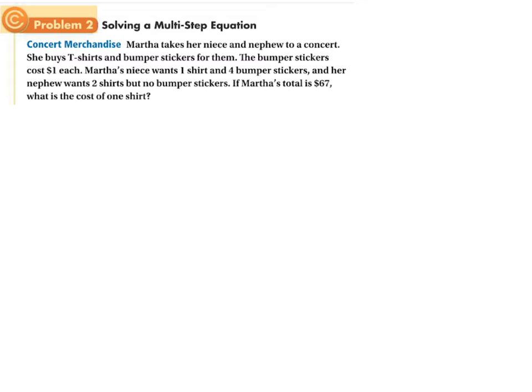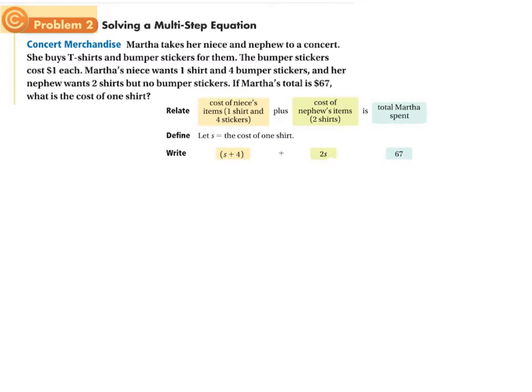Okay, so here we've got the things that we'll combine will be the 1 shirt that Martha buys and then the 2 shirts that her nephew buys. Okay, those are like things, and here's the plan that we're going to follow in order to do this. Okay, we define the variable as we need to, right?